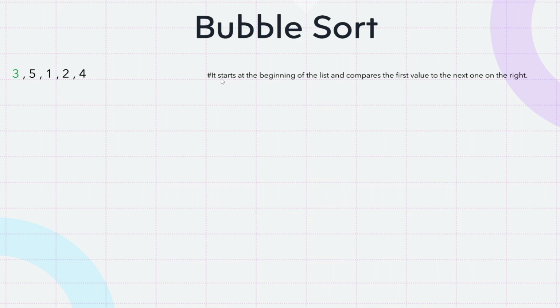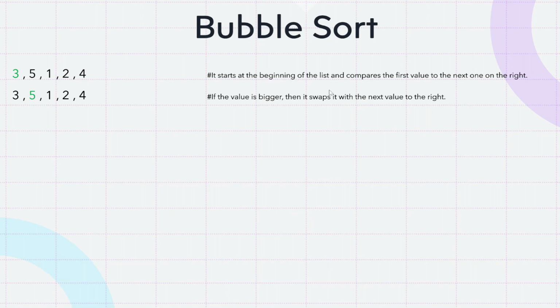So what it does is it starts at the beginning of the list, and then it compares this value. I've highlighted them in green. It compares this value to the next one on the right here. So it would be 3 and then 5, and because 3 is smaller than 5, nothing would change. So it would move on to the next one. If it's bigger, then it would swap, but it's smaller here, so it wouldn't swap.